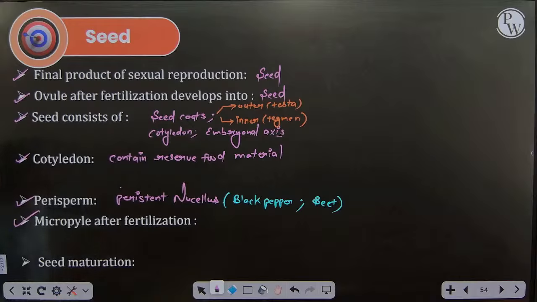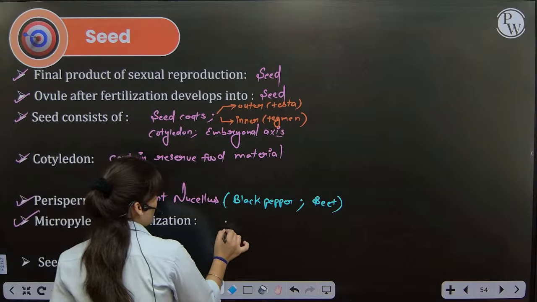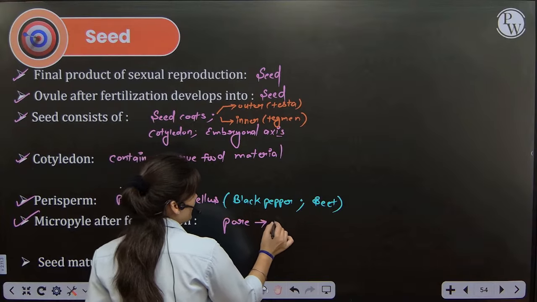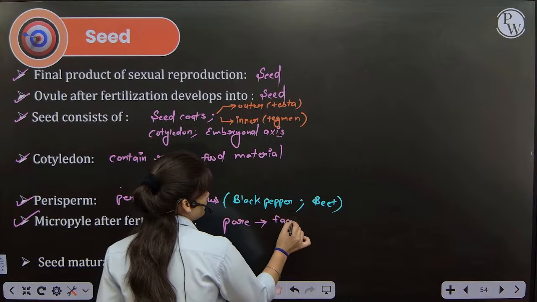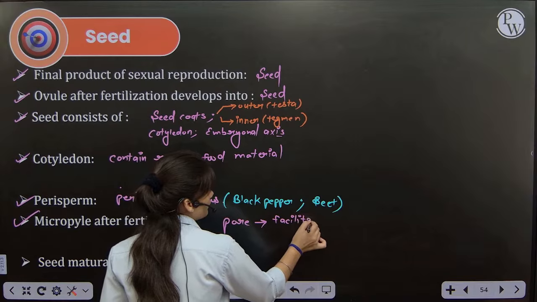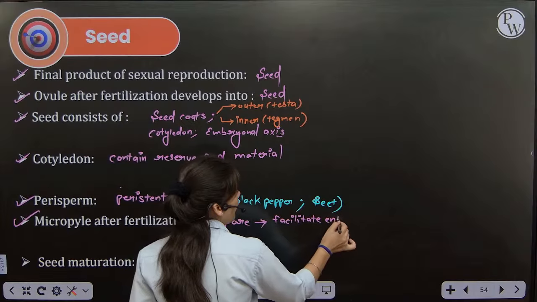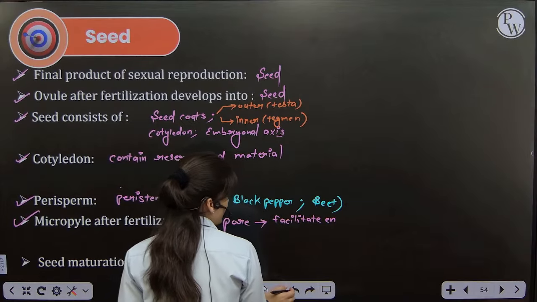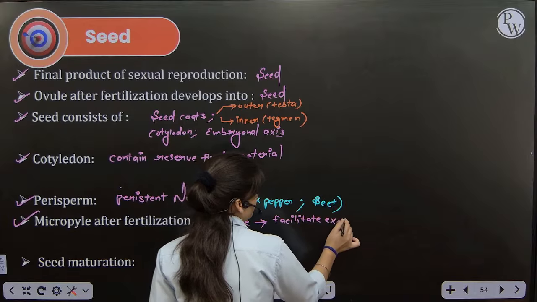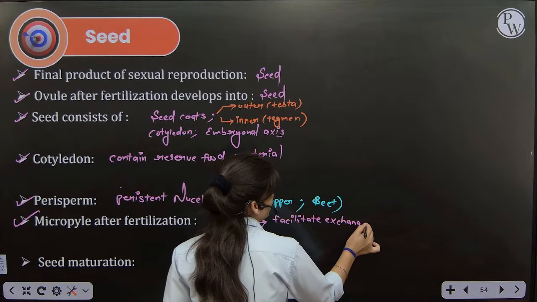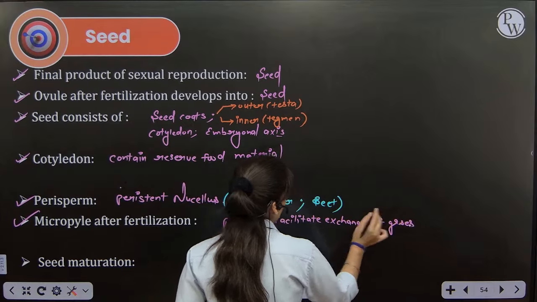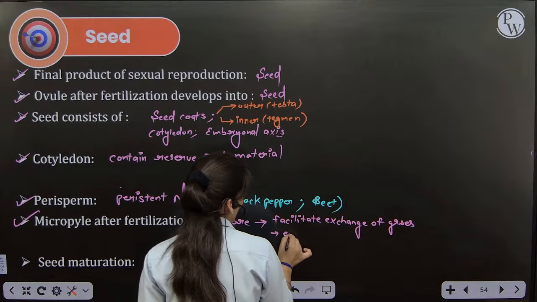What happens to the micropyle after fertilization? It appears as a pore which facilitates entry or exchange of gases, and it also allows entry of water.